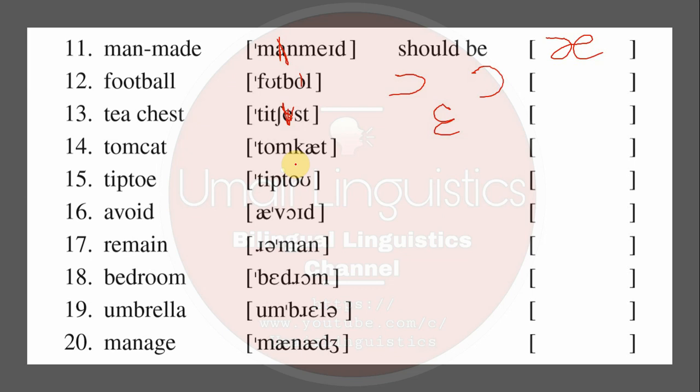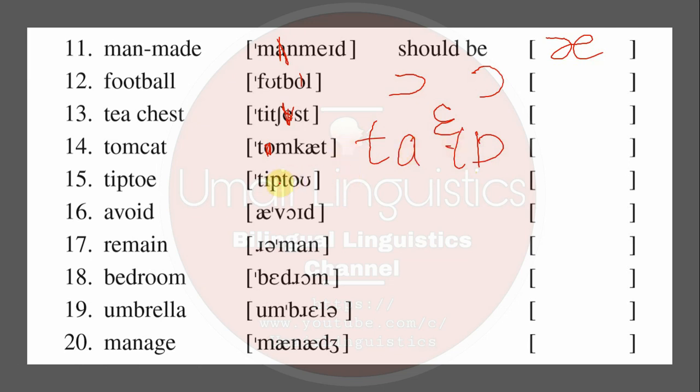Then we have tomcat. Now this is one of the words where two varieties may differ. And what could be the difference? If we correct this word keeping in mind American English, instead of this sound there will be this sound, tomcat. But if we correct it with reference to British English, it will have this sound, tomcat. In American English, tomcat. So both are possible.